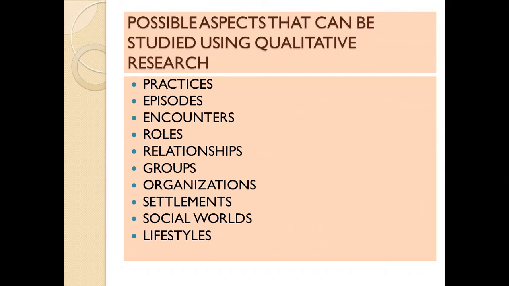The next one is, ito muna. Possible aspects that can be studied during using qualitative research. First, there are some practices, episodes, encounters, roles, relationships, groups, organizations, settlements, social worlds, lifestyles. So, pag sinabing episodes, hindi yan yung K-drama episode, ha? O kaya naman yung mga manga episode, o kaya yung mga Grey's Anatomy, How to Get Away with Murder. Yung mga episode na yun, hindi po yun.